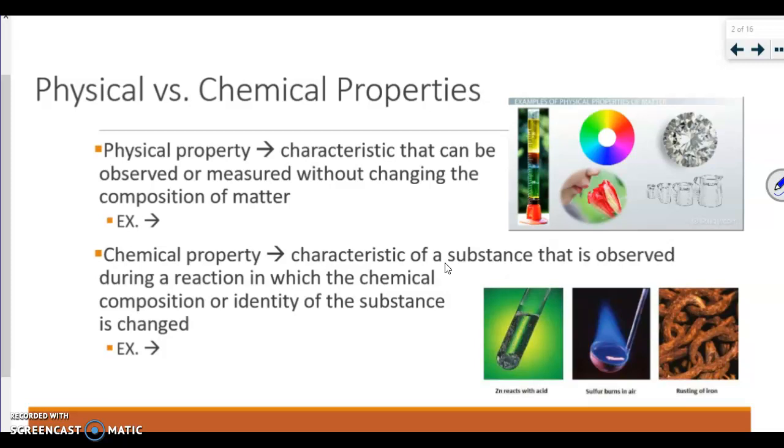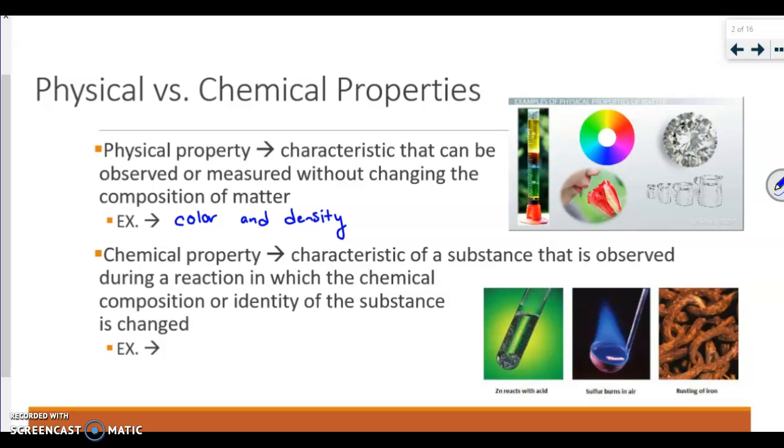Very similar to a physical change, which is a change in only appearance of an object. Some very common physical properties include things such as color and density, as well as things like the state of matter that something has.